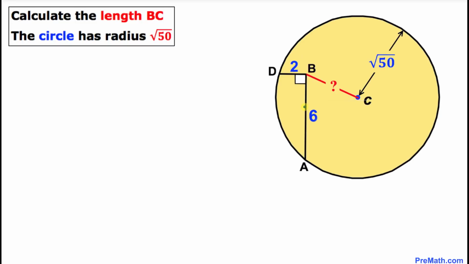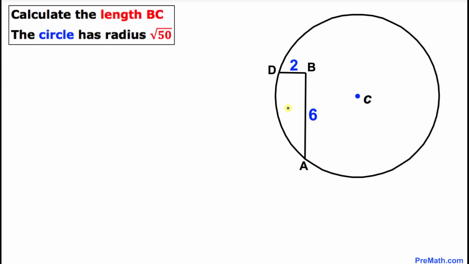Welcome to Premath. In this video tutorial, we have got this circle with radius square root of 50, and moreover we got these two line segments BD and AB that are perpendicular to each other, and now we are going to calculate the distance BC. So let's go ahead and get started with our solution.